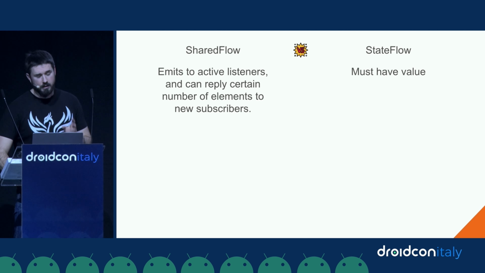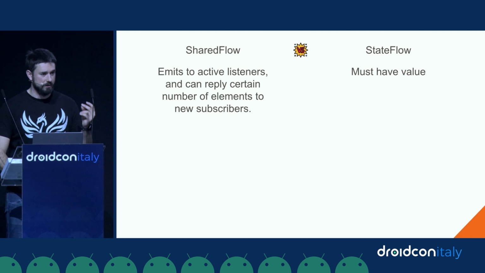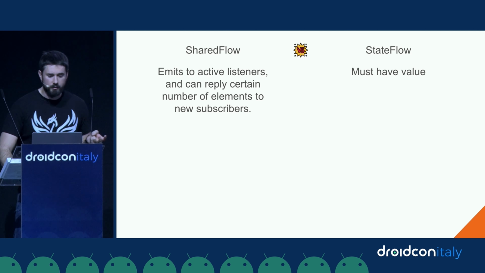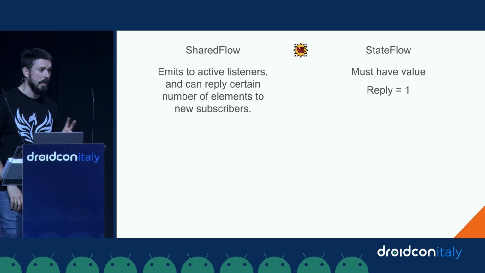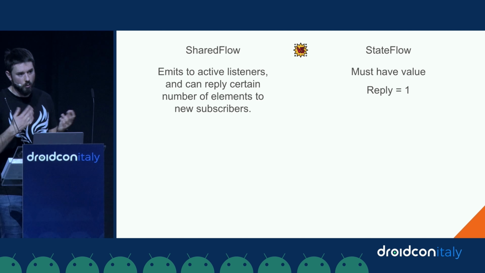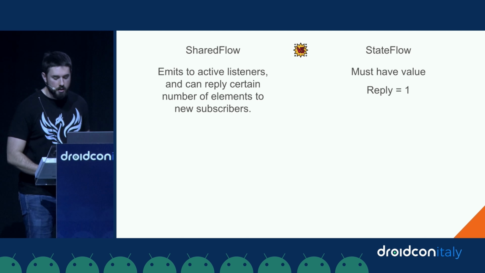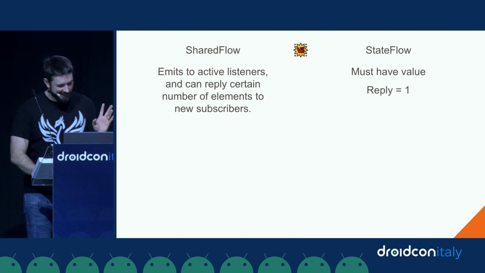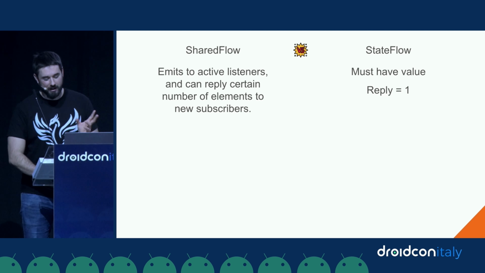So first of all, it must have a value. So we must specify an initial value for the StateFlow. Second of all, it has replay 1. Always. You always receive the one last value. You cannot change that. Third of all, this is where we reach the area where people are not aware of that.